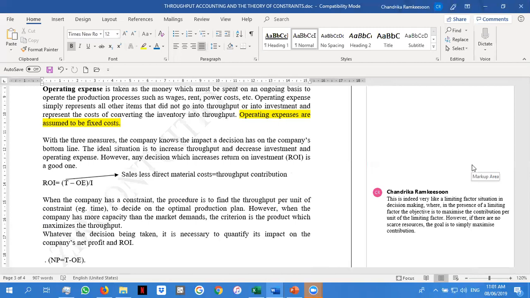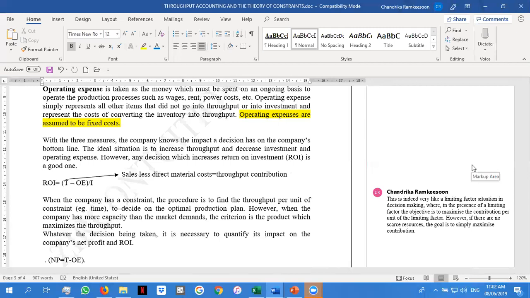Now, similarly here, when a company has a constraint, the procedure is to find the throughput contribution per unit. So the throughput per unit of the constraint, it could be time, like machine hours, for example, to decide on the optimal production plan. All that means is that the company will try to maximize the use of the scarce resource, to get as much throughput contribution as possible in the light of the scarce resource. However, when the company has more capacity than the market demands, the criterion is that which maximizes throughput.